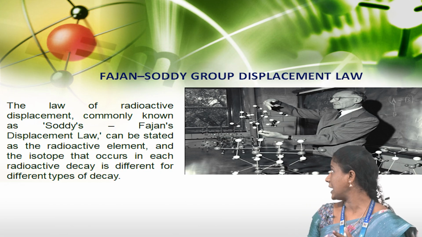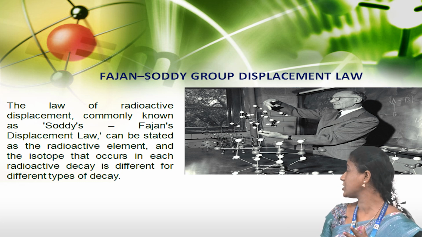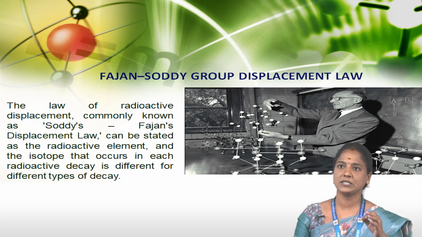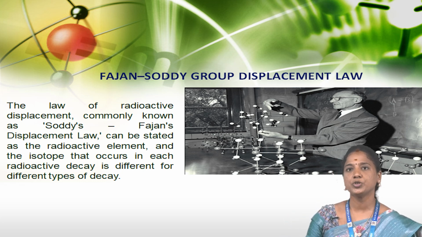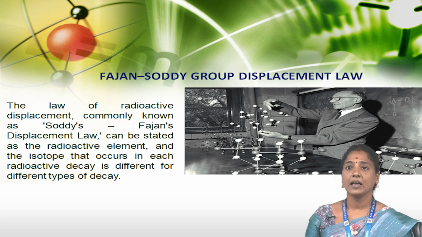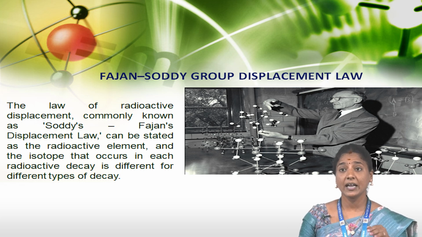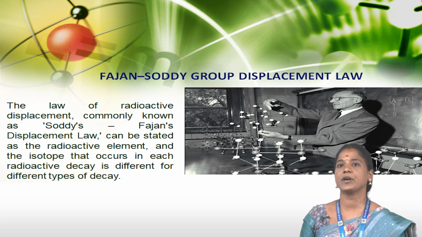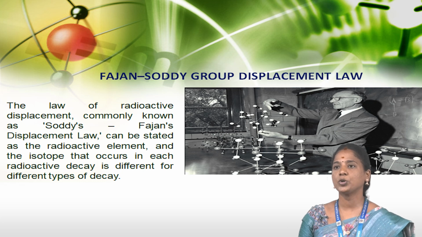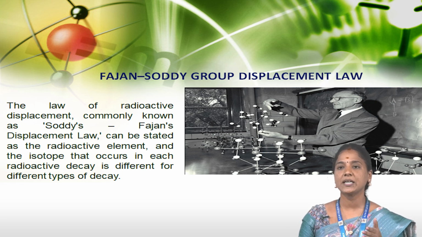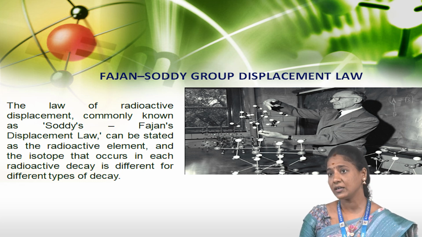Next, an important 10-mark question is the Soddy-Fajans group displacement law. The law of radioactive displacement, commonly known as Soddy-Fajans displacement law, can be stated as: the radioactive element and the isotope that occur in each radioactive decay are different for the different types of decay. And this interchanging of one element to another is called the transmutation of elements. Radioactive decay is a long and elaborate process that occurs in nature.